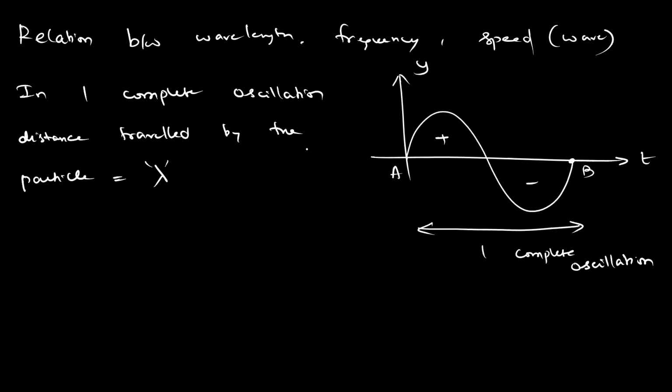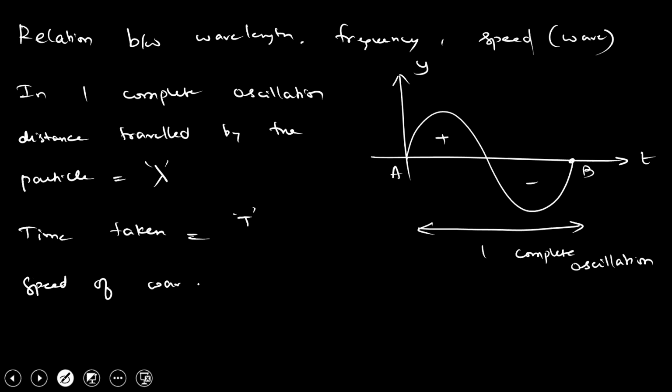But what is the time taken to complete one oscillation? So time taken is equal to capital T. Right. So time taken is capital T. So how do you define the speed of the wave? So speed of the wave, can I say it is the distance per unit time? So speed, if I represent it as v, what is the distance traveled by the particle? It is lambda, and the time taken by the particle is capital T. So from this, what can I say? V is equal to lambda into frequency.